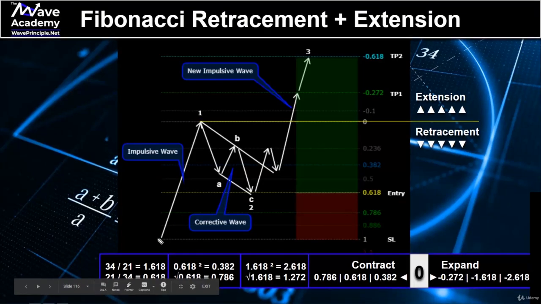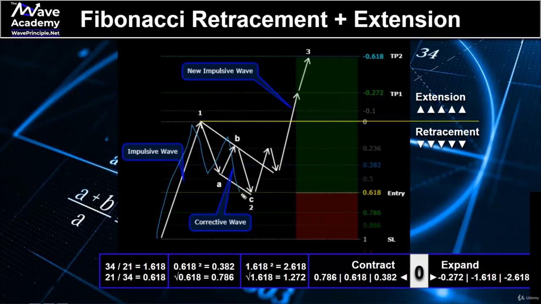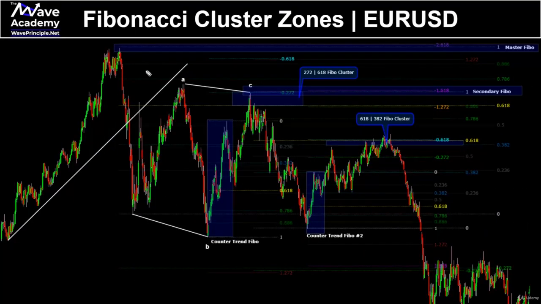Let's remember that we have an impulsive wave and then a retracement. The retracement is going to go back to a certain level and then move to the next one. This is what is called extension and retracement: how much the price is going to go back and how much the price is going to go. So when we apply this to the charts, we are going to see something interesting when we mix up Fibonacci retracements. In this case, we can see that the master Fibo is the one at the highest formation.